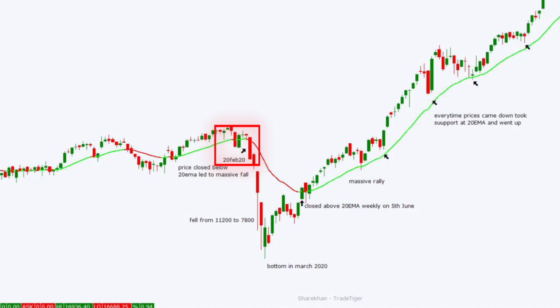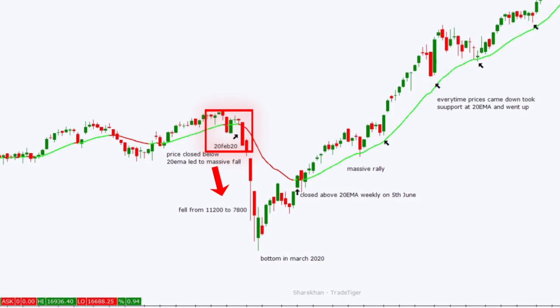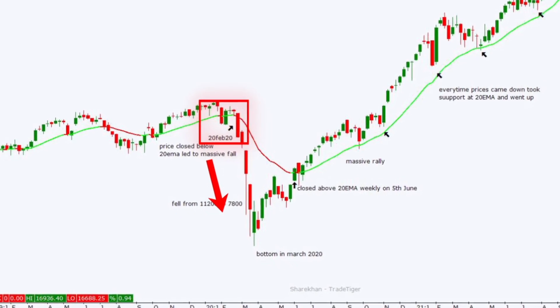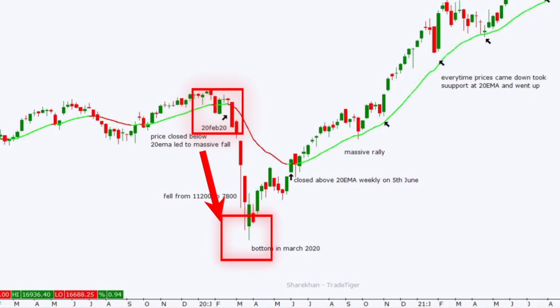Now just look at what happened to the Nifty price chart once the price closed convincingly below the 20 moving average. Within no time, prices fell from 11,200 all the way to 7,800 levels. This was the peak of the COVID crisis and finally the market made a bottom of 7511 somewhere around March 2020.